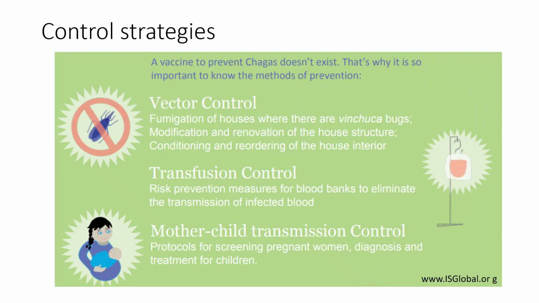The control strategy is almost the same. We have to have vector control, fumigate the bugs, and destroy the bugs in the house or in the surroundings of the house. Transfusion control: check the blood before the transfusion. Of course, we have to prevent mother-to-child transmission as well. Screening for the mother, the pregnant woman, and diagnosis or treatment for the child, right?